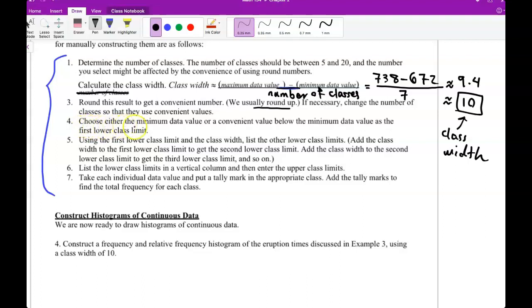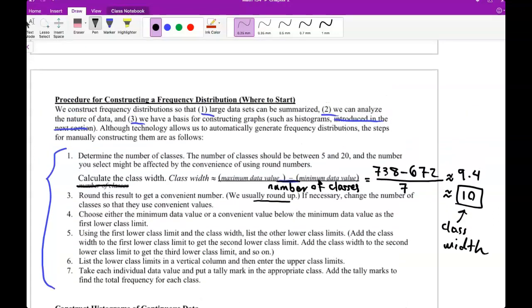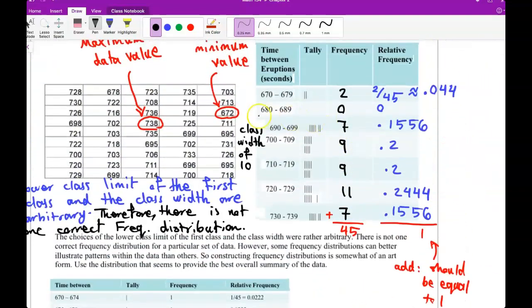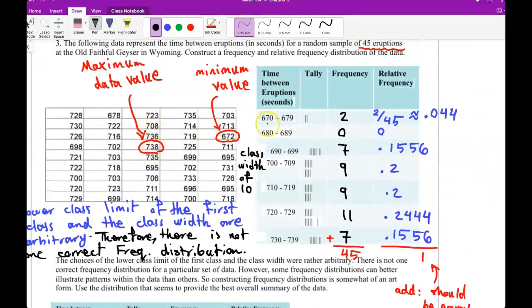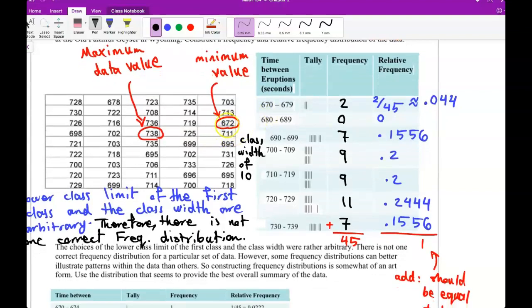Step 4, choose either the minimum data value or a convenient value below the minimum data value as the first lower class limit. Once again, I explained how we're going to choose that number. Either choose 672 or a number that is smaller than that. You can choose 671, 672, 669, or this one, we have 670.